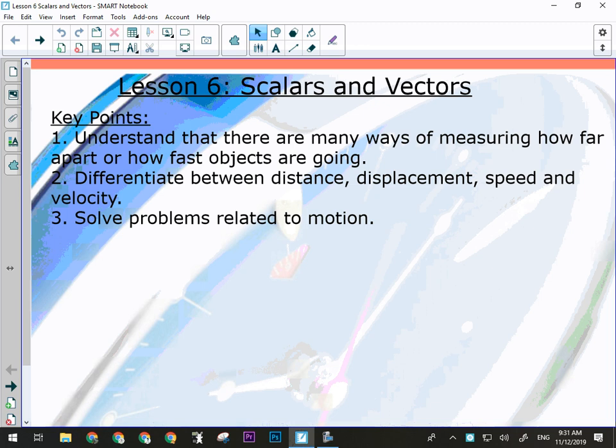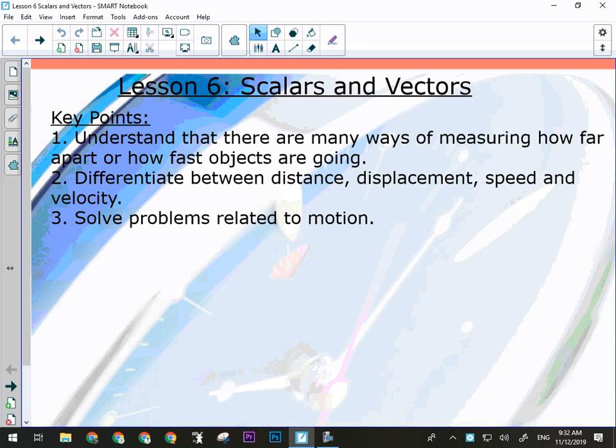As an example, if I was to tell you the distance from Okotoks to Calgary, I would tell you that is about 35 kilometers. If I was to tell you the displacement, which is a vector quantity, I would tell you that Calgary is about 33.2 kilometers at 13 degrees west of north. What's the difference?